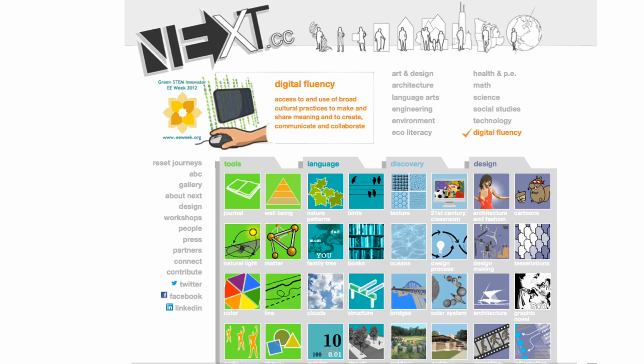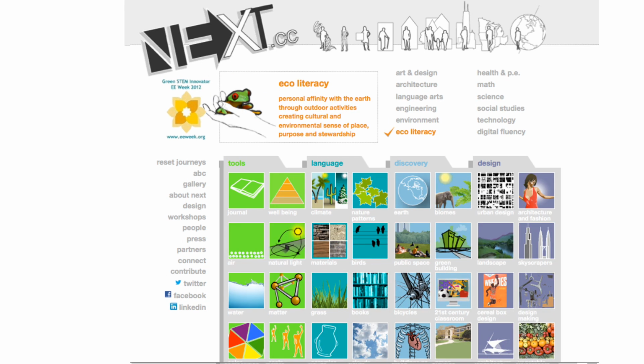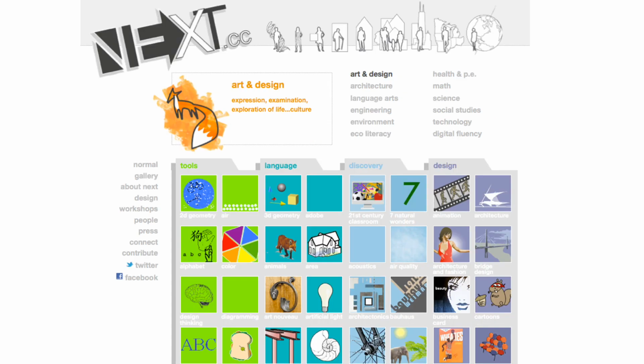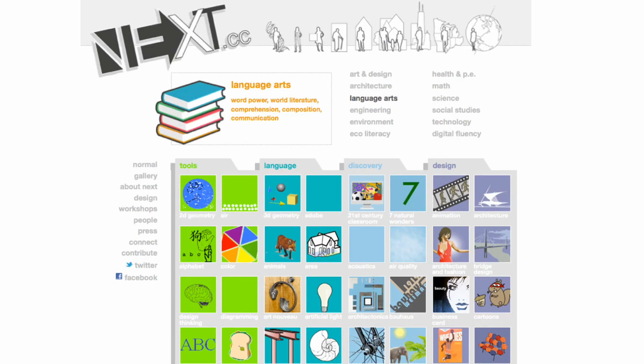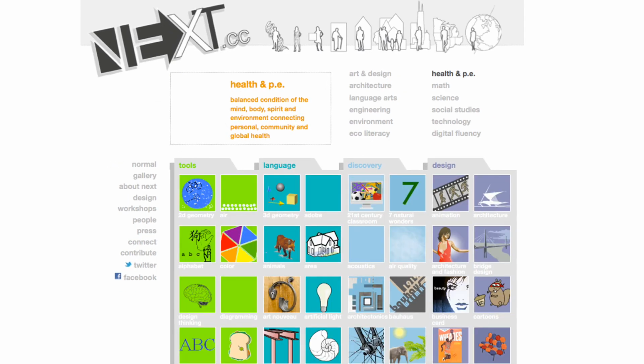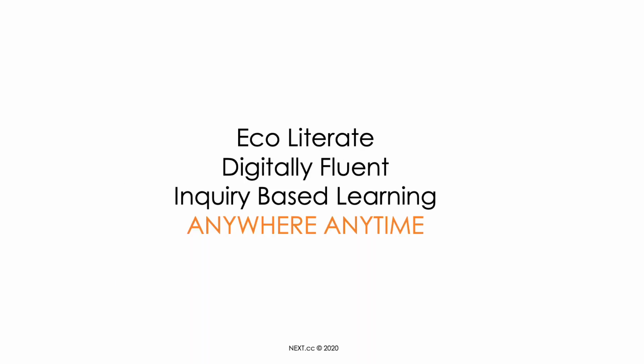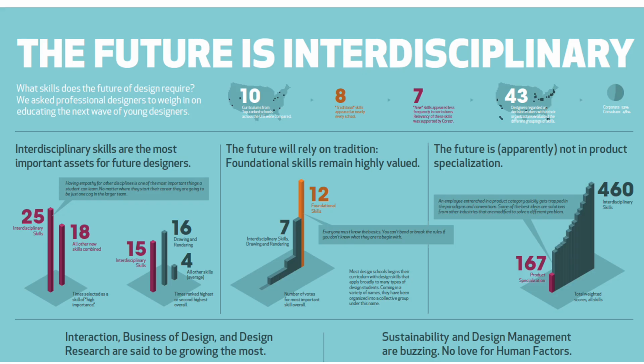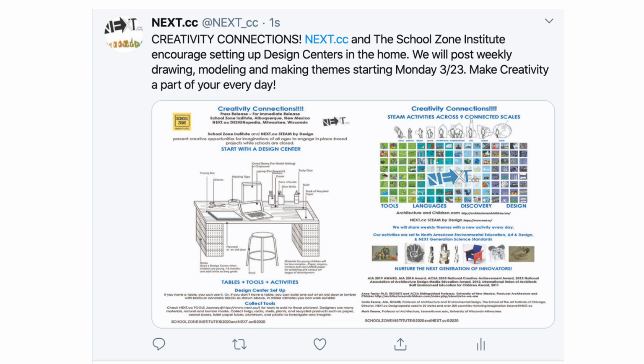So here we are, and we can learn outside every day, and we can learn everywhere in every combination. Because learning about the health of the world and our health is connected. And the future for all of us is interdisciplinary. So one of the things we can help you do is encourage you, as you set up your home office to learn from home, set up a design center.